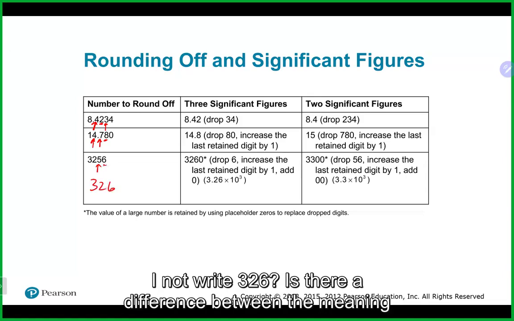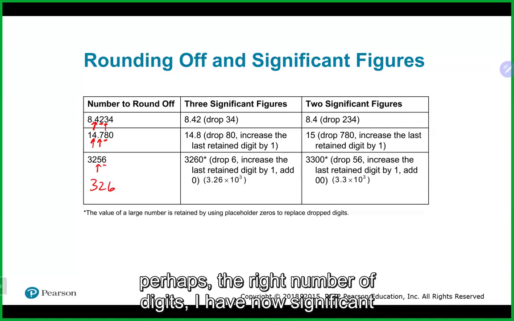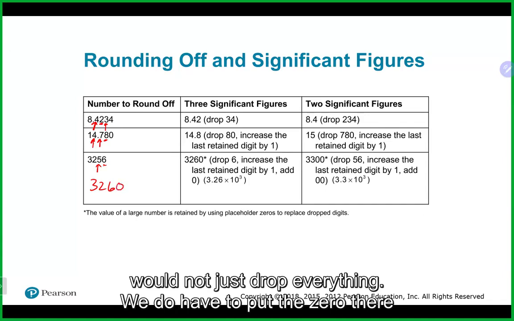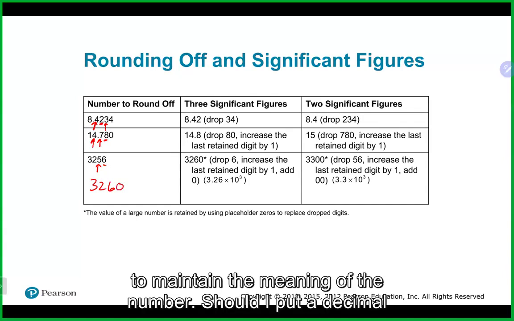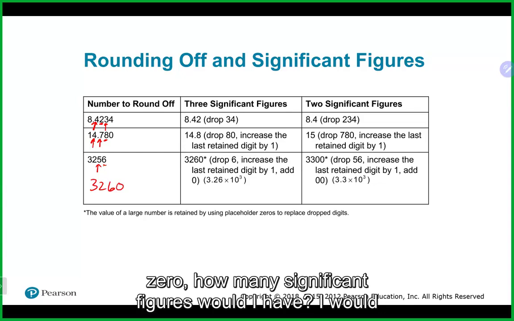And why should I not write 326? Is there a difference between the meaning of 326 and 3,256? There is, right? Again, although I do have perhaps the right number of significant figures, I have now changed the meaning of the number. Here, we would not just drop everything. We do have to put the 0 there to maintain the meaning of the number. Should I put a decimal after that 0? I should not, because if I put a decimal after 0, how many significant figures would I have? I would have 4 in that case, right?